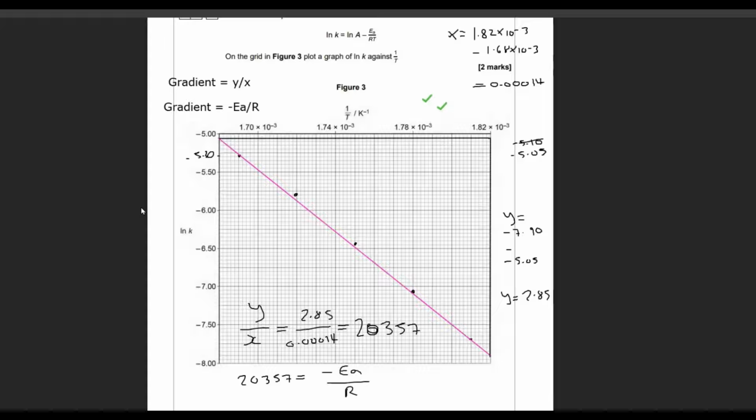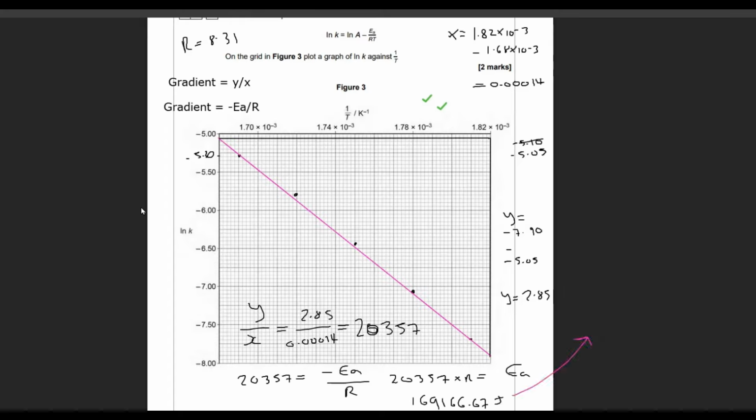Now, what I'm going to do is R is 8.31. I'm just going to multiply 20,357 by 8.31. And that is going to give me the activation energy more or less, which is 169,166.67. What we do have to remember is that R is in joules. So our activation energy at this stage is in joules, but activation energy is always represented in kilojoules per mole.